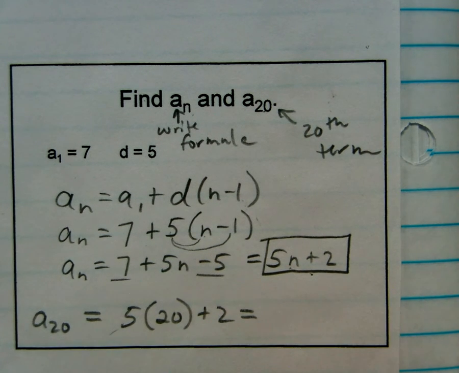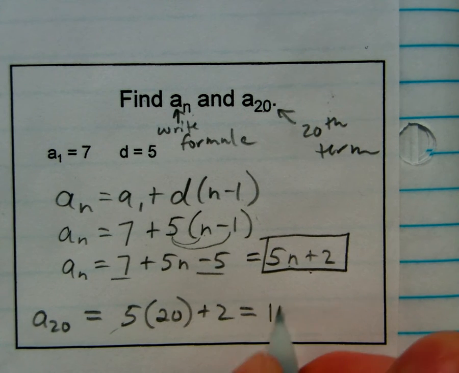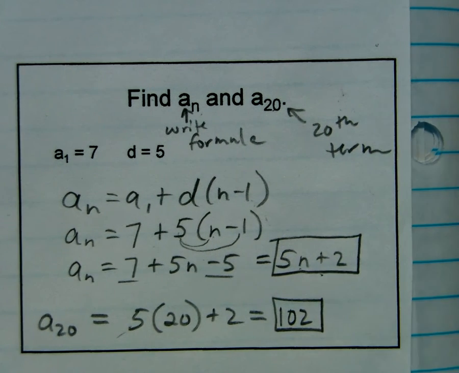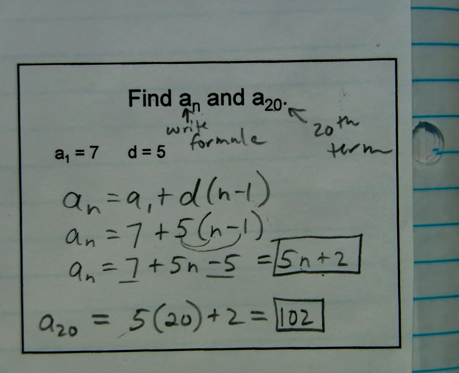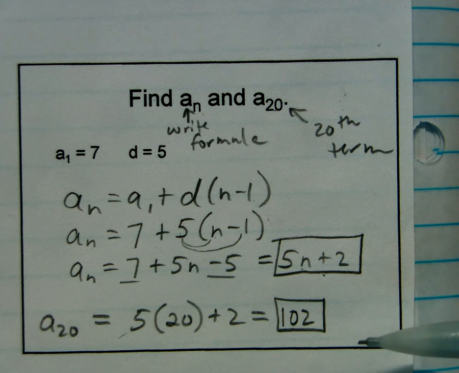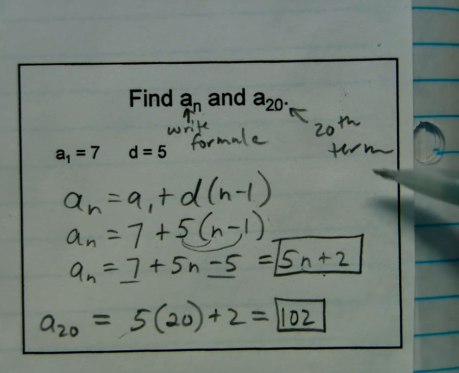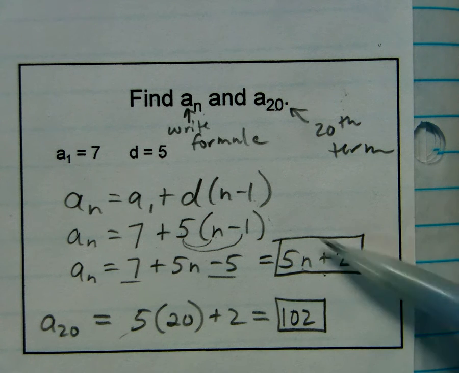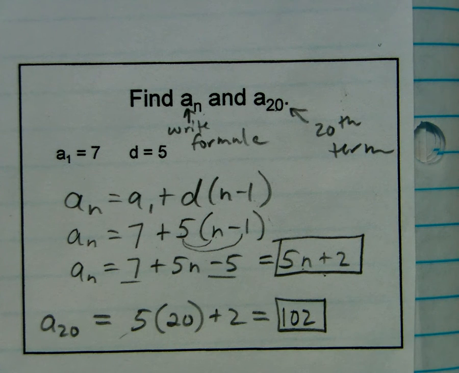So 5 times 20 is 100 plus 2 is 102, and I can easily find the 20th term. The explicit formula is easier to use because I'm not having to add 5, add 5, add 5, add 5. I could keep doing that if I wanted to. It's totally a way that you could do it, but it's easy to lose track. And so the explicit formula is just kind of nice. I can find any term I want once I have this formula set up.